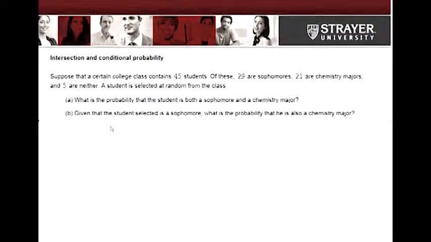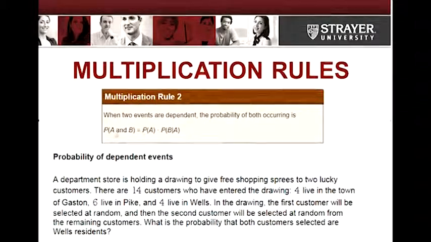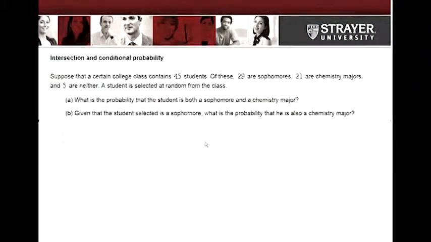Now suppose a college class contains 45 students. Of these, 29 are sophomores, 21 are chemistry majors, and 5 are neither. A student is selected at random from the class. Okay? So how do we know anything? We know that some are sophomores and some are chemistry majors, but it doesn't tell us from our formula. From our formula, we need probability of A, probability of B given A, to find A and B.